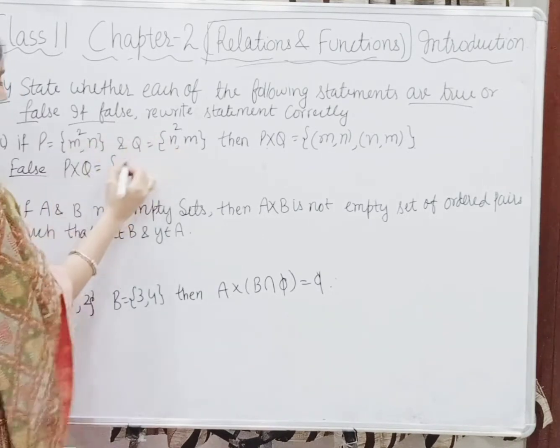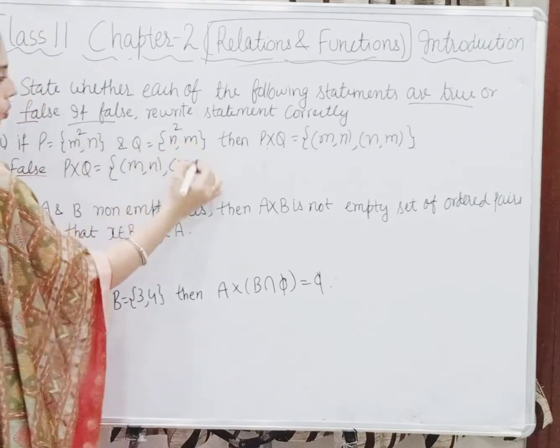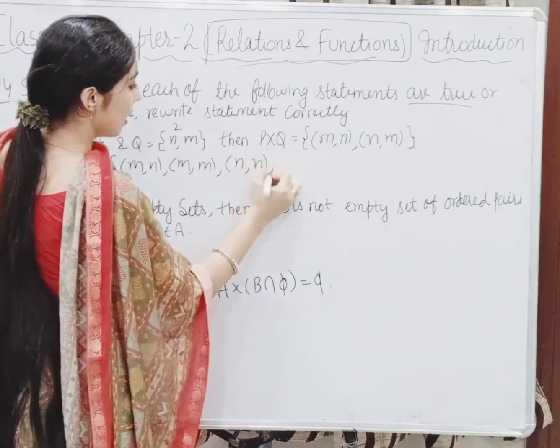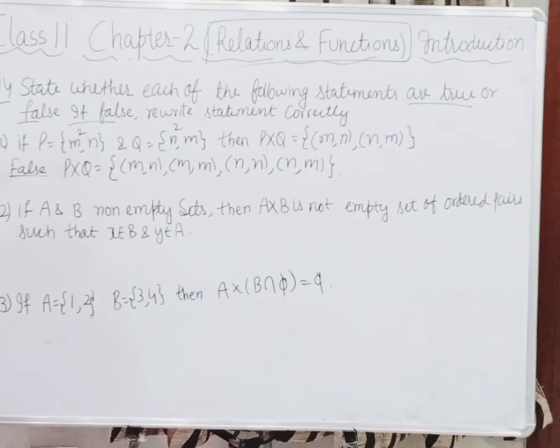So in the Cartesian product we have 4 elements. The first one is (m, n), the second one will be (m, m), these are ordered pairs. And next will be (n, n) and next will be (n, m). So this is the correct statement.